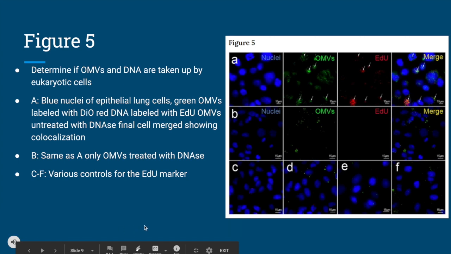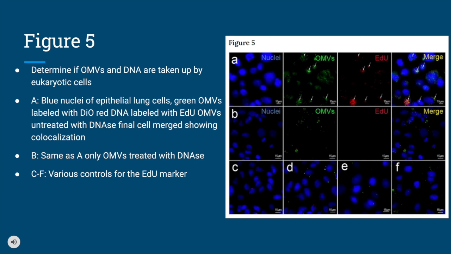The purpose of Figure 5 was to determine if the OMVs and the bacterial DNA contained within them are capable of transporting themselves inside of eukaryotic cells. The top row of Figure 5, Figure 5A, shows a series of different images. The leftmost image is the nuclei of lung epithelial cells, stained blue with DAPI. The image directly to the right of that shows the OMV stained green with DiO.